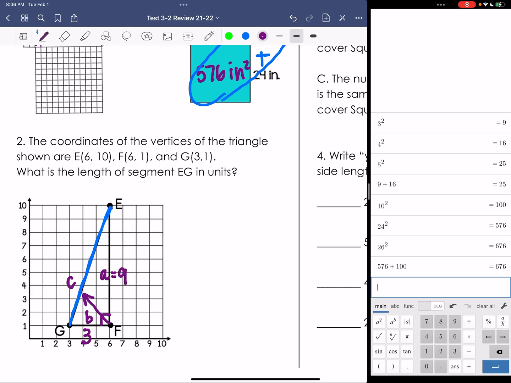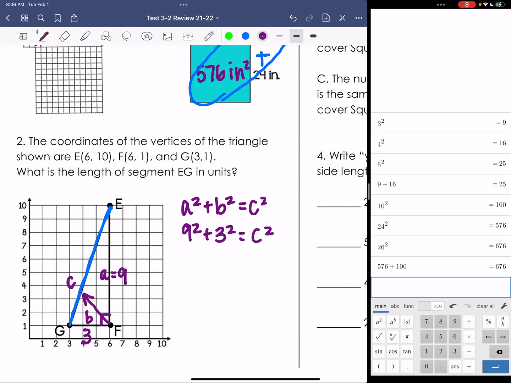So to find the length of C, we're going to use the Pythagorean theorem, which again, the formula for that is A squared plus B squared equals C squared. We're going to go ahead and substitute our information in. So for A, we have 9. So this becomes 9 squared. Plus B, we have 3 squared. And this equals C squared.